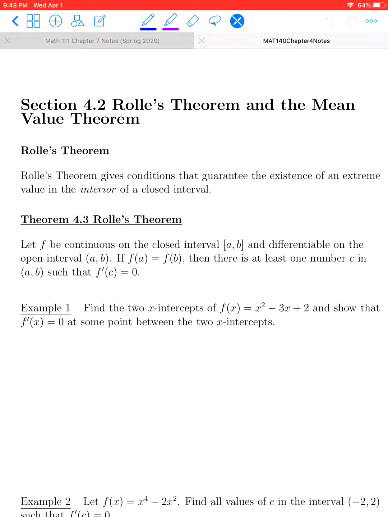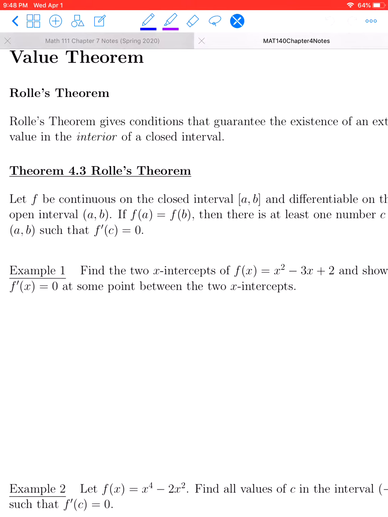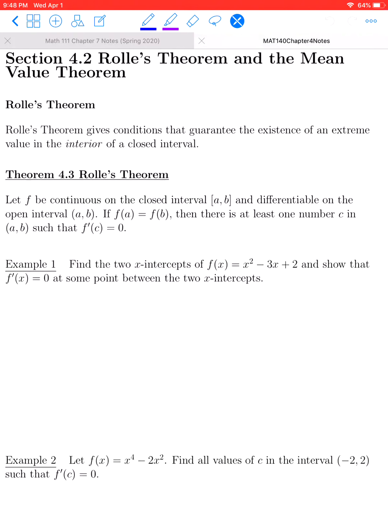Next section we're going to look at is section 4.2, which is on Rolle's and also the mean value theorem. Rolle's theorem gives conditions that guarantee the existence of an extreme value in the interior of a closed interval. If we take a look at theorem 4.3, this is the statement of Rolle's theorem.